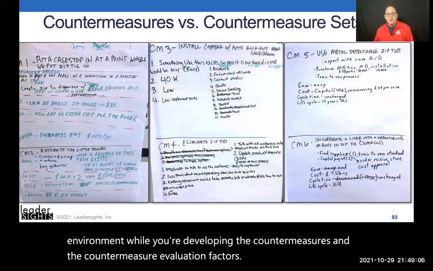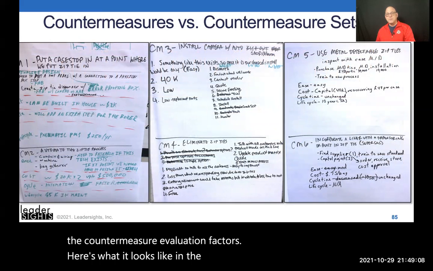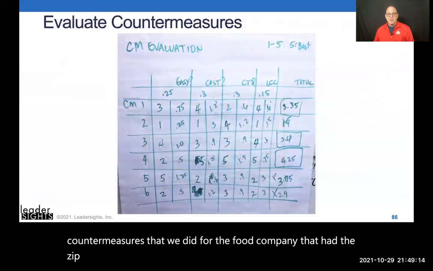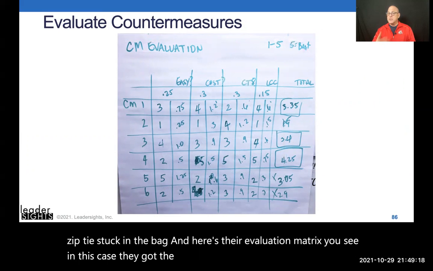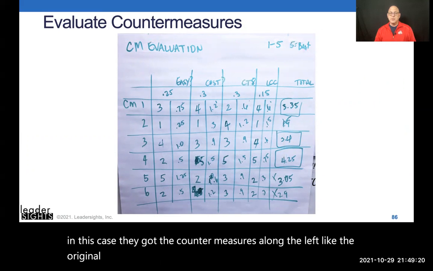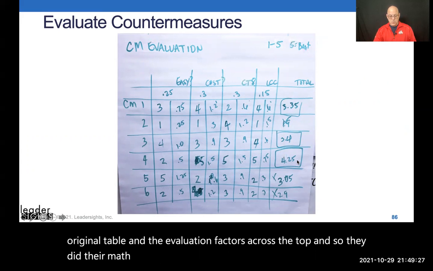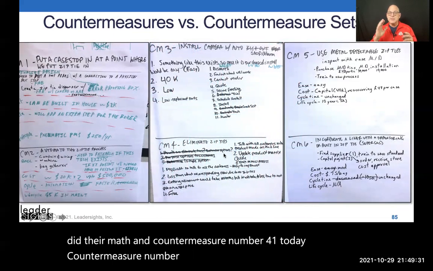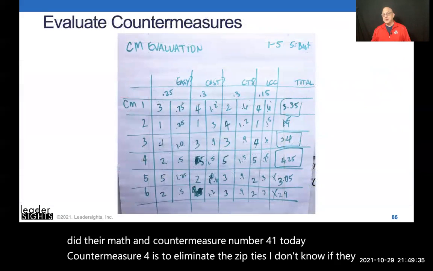And here's what it looks like in the world. These were the 5-6 countermeasures that we did for the food company that had the zip tie stuck in the bag. And here's their evaluation matrix. You see, in this case, they got the countermeasures along the left, like the original table, and the evaluation factors across the top. And so they did their math, and countermeasure number 4 won the day. Countermeasure number 4 is to eliminate zip ties. I don't know if they actually got this implemented or not.